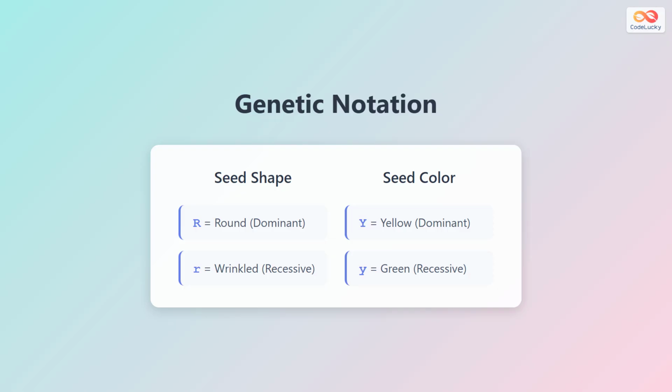To work with dihybrid crosses, we need to understand genetic notation. For seed shape, we use the letter R. A capital R represents the round allele, which is the dominant form. A lowercase r represents the wrinkled allele, which is recessive. For seed color, we use the letter Y. A capital Y represents the yellow allele, which is dominant. A lowercase y represents the green allele, which is recessive. Remember, dominant alleles mask the expression of recessive alleles when both are present together in an organism.